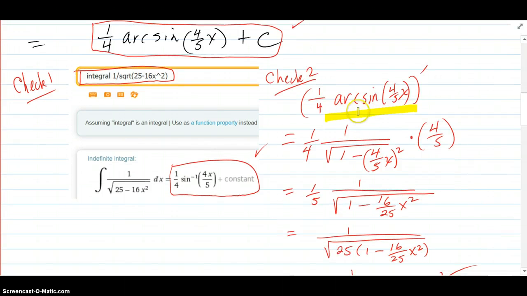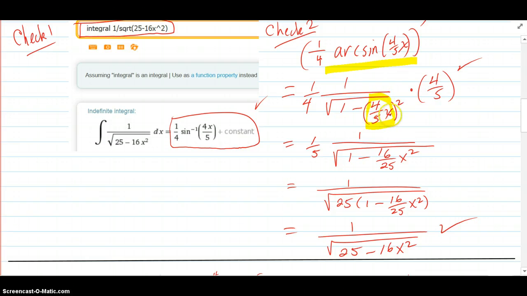Take the derivative, you'll have a 1/4. Derivative of arc sine of an angle is 1 over square root of 1 minus the angle squared times the derivative. Here's the derivative of the inside function, which is 4/5 x, is 4/5. That's the chain rule. Then square everything out, get to here.